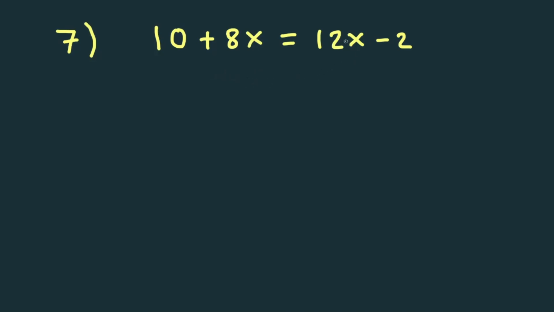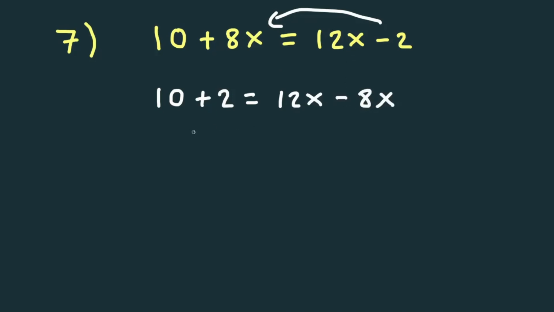So now let's bring all the x terms to the right side and all the other terms to the left side. So 10 is on the left hand side, let's leave it here. Let's bring minus 2 to the left side, so minus 2 will become a plus 2 here. And on the right side I have 12x, and plus 8x will go to the right side, so it's going to be a minus 8x. So 12 equals 4x. We divide by 4, and the answer is 3.